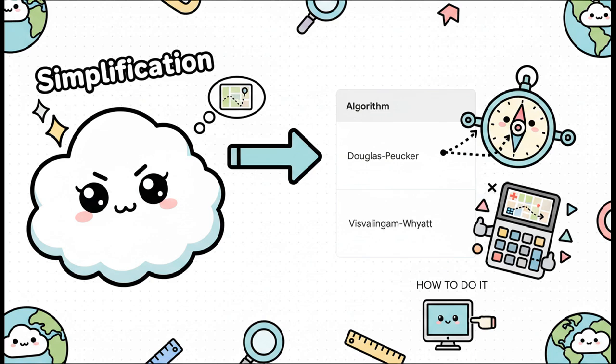So, to pull off that simplification operator, your computer might fire up the famous Douglas-Peucker algorithm, or maybe a newer one based on Visvalingam-Wyatt, which drops points based on their effective area. Simply put, the operator tells the computer what to do, the algorithm calculates exactly how to do it.